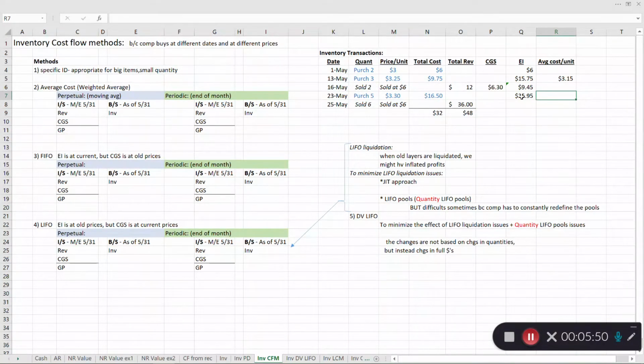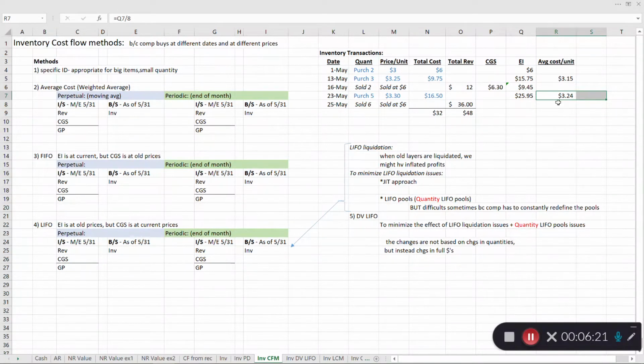And that's what this means by moving average. Every time I have a new purchase at different prices, or even at the same prices, I have to redo the average. So now this is going to be $25.95 divided by, there were 5 units here, but we sold 2, so there's 3 left. So 3 plus 5 is 8, divided by 8 units. And that gives me a new average cost of $324. And this new average is what I use going forward for future sales.